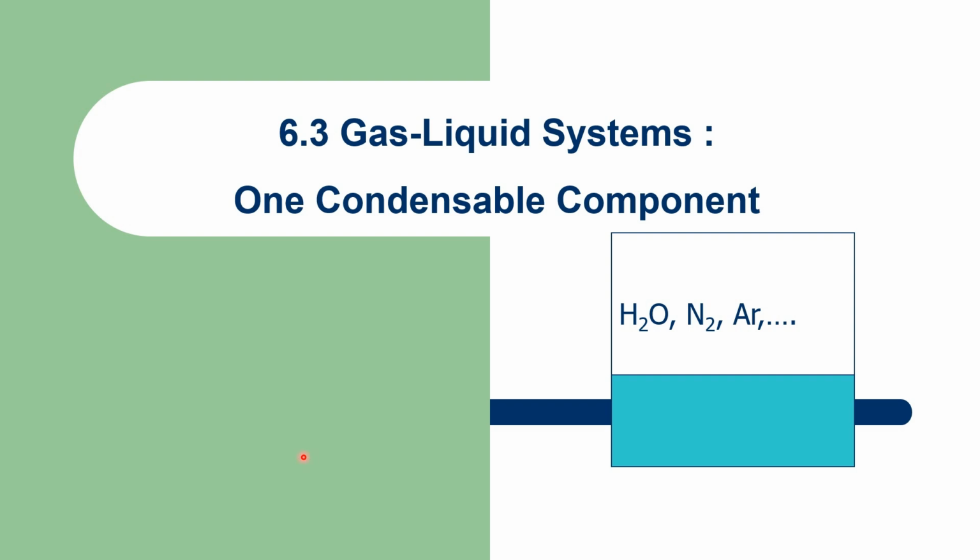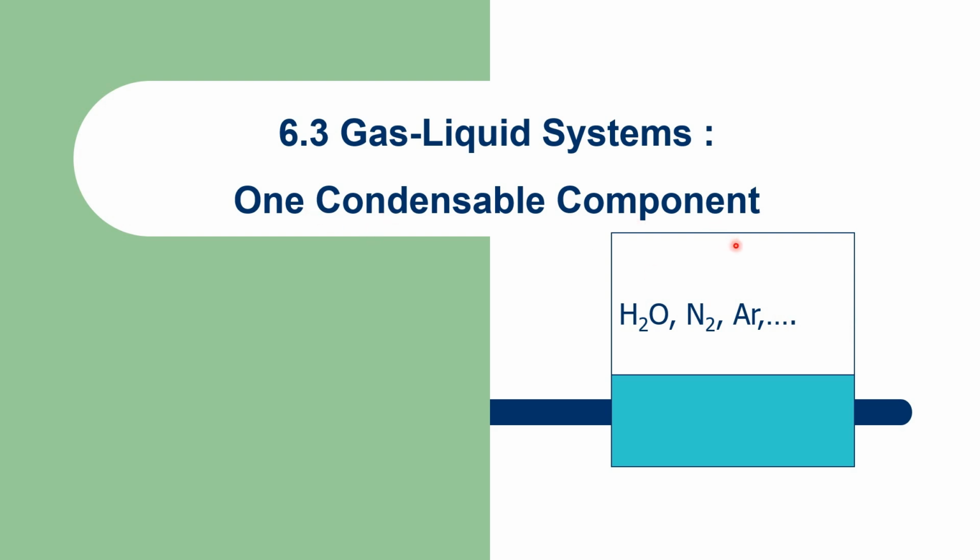So what is the gas-liquid system? Of course, you know a gas-liquid system is a closed system. You have liquid and you have gas. And in 6.3, there are many types of gases, like water vapor, argon, nitrogen, oxygen, helium, for example. You might have 3 or 5 types of substance. However, there's only one condensable component.